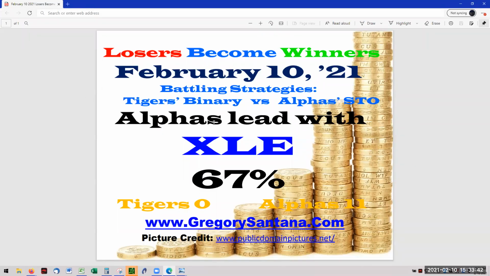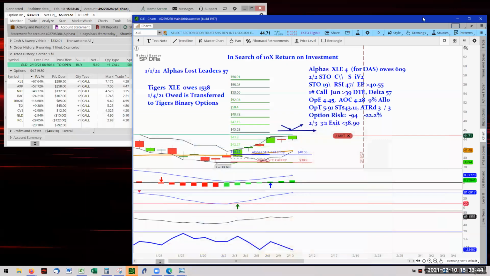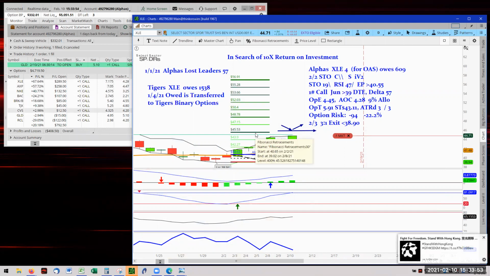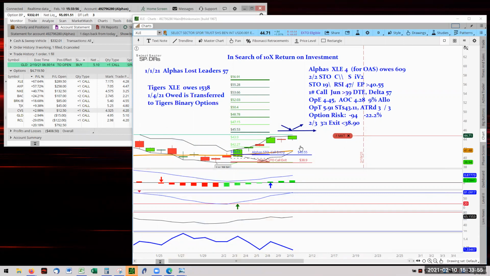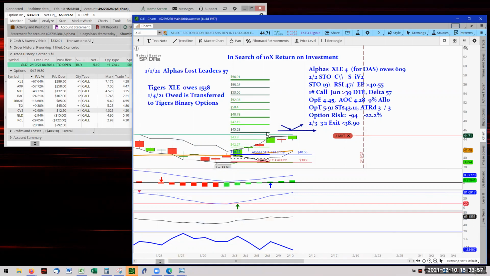Hello, and welcome to February 10th. Alpha's lead is XLE at 67%. There it is, 67% for XLE at 289, right here at the top of this candle, but we are still below our third ratio. So we do not have our ratio exit rule initiated yet. So the stop is still down here at the bottom, at the 1 ratio.